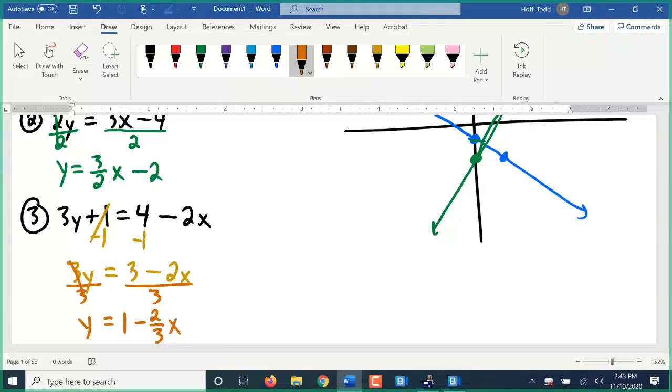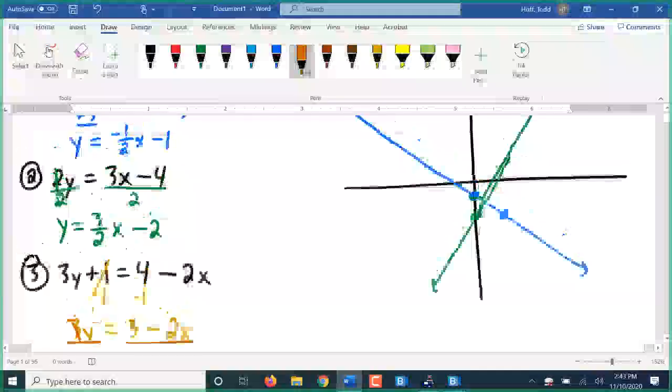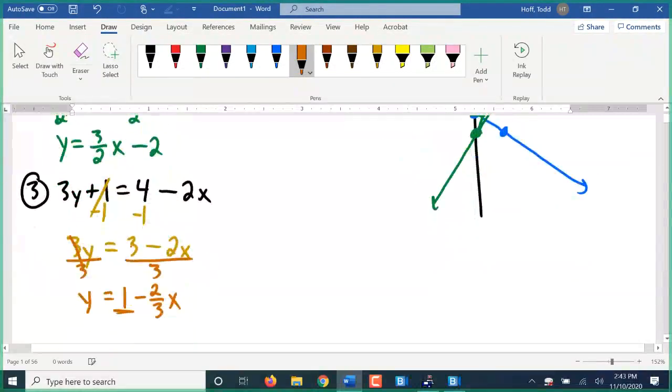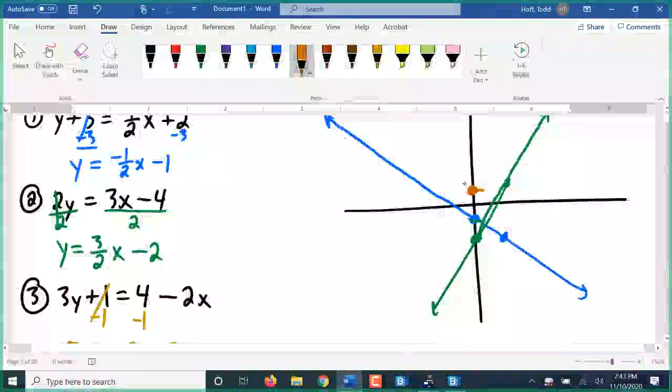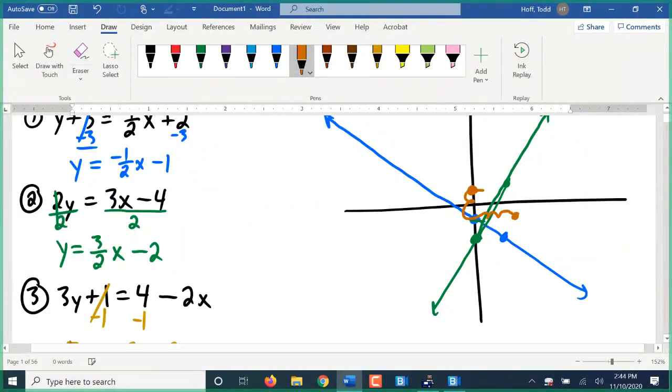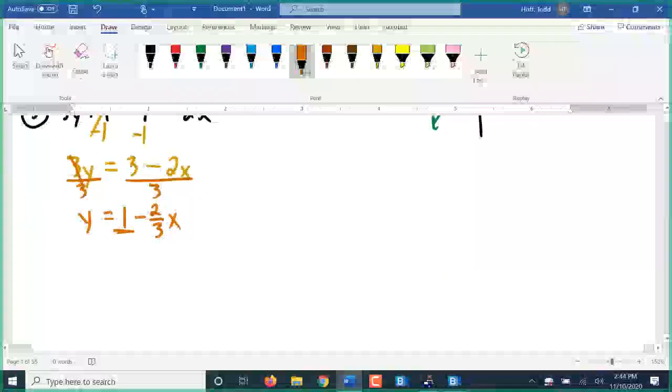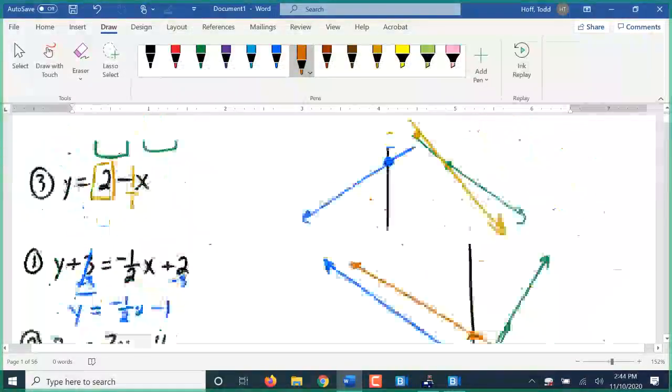So we're going to start at positive 1 to graph there. And then it's a negative 2/3. So we're going to go down 2 and run 3. There's my second point. My line goes through those points, like that. Any questions on those 3?